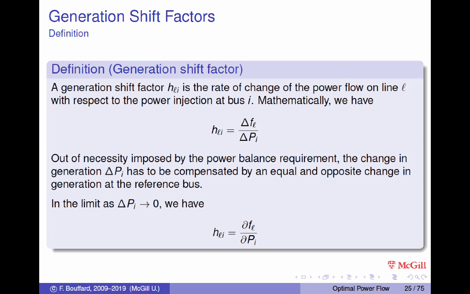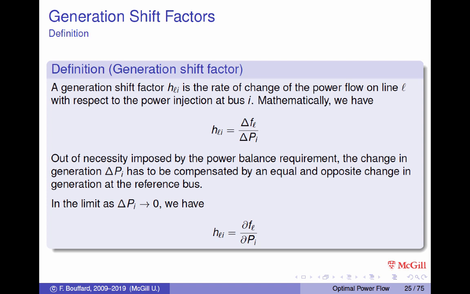So it's basically, when you look at this, the rate of change of the power flow on line L with respect to the power injection at bus I. So effectively, when we look at this mathematically, it's delta F, which is the delta in the flow in line L, to the delta in power injection at node I.